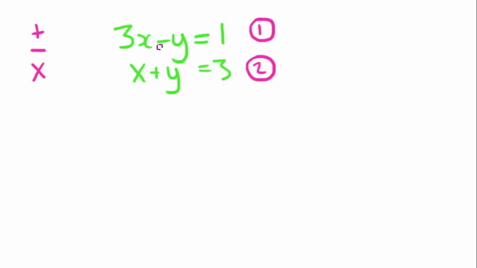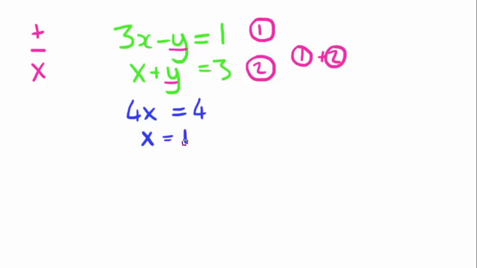So if we have a wee look here, 3x minus y equals 1 and x plus y equals 3. If we have a look at the y's, we could add these together, right? So we could add equation 1 plus equation 2. Now, to do that, it's just like adding in arithmetic. We're going to say 3x plus x gives you 4x. Minus y plus y makes it 0, and that equals 4. So 4 times x equals 4, so 4 times something equals 4, so that means x equals 1.